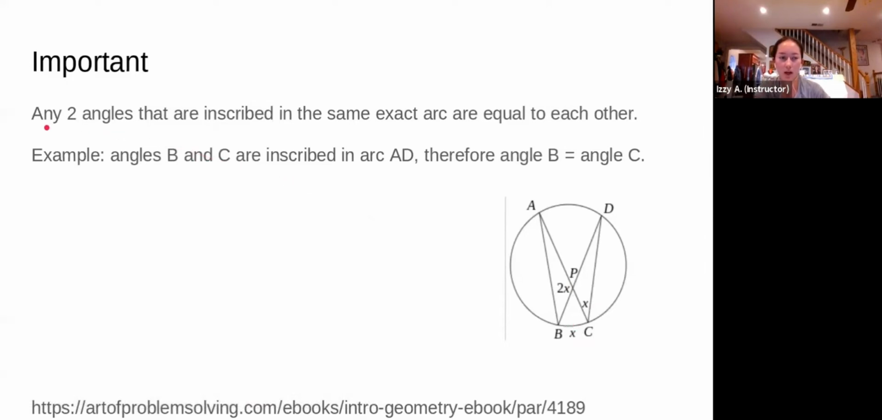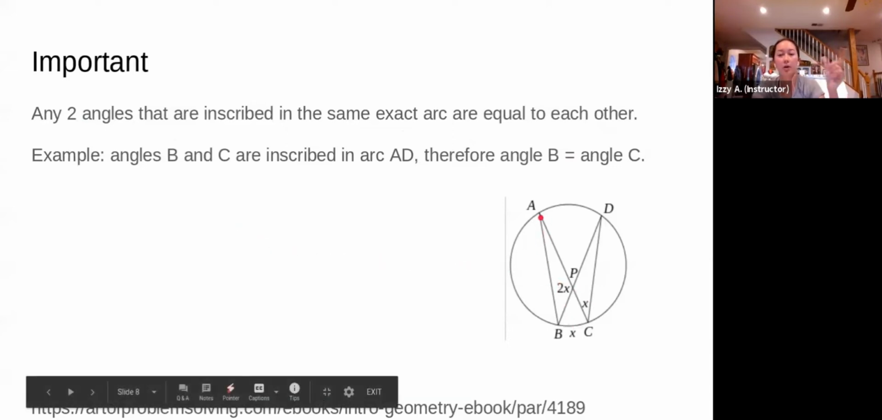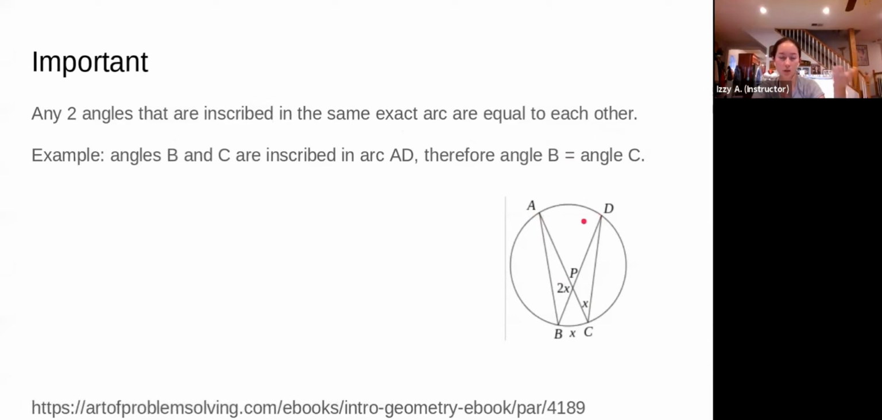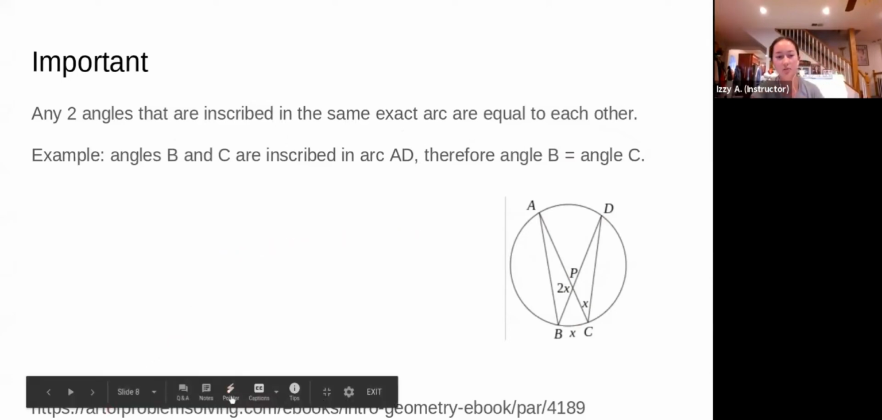Because we know that yes, any two angles that are inscribed in the same exact arc are equal to each other, but that doesn't necessarily mean that the triangles formed by drawing two different chords are going to be congruent to each other. We can't conclude that unless we prove it by using SAS. So yeah, just be really careful when it comes to making those kinds of assumptions.